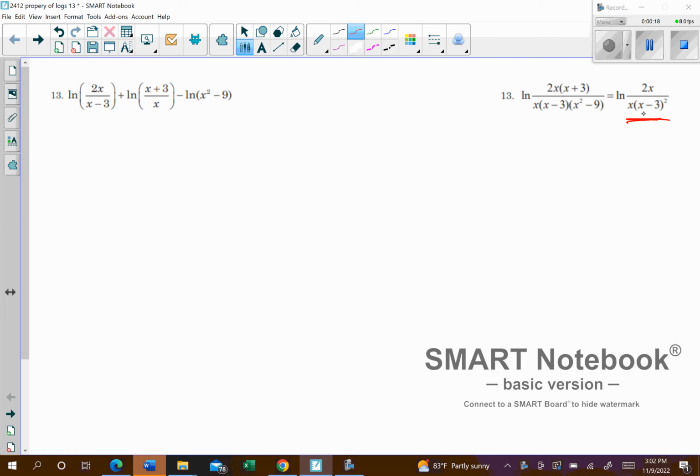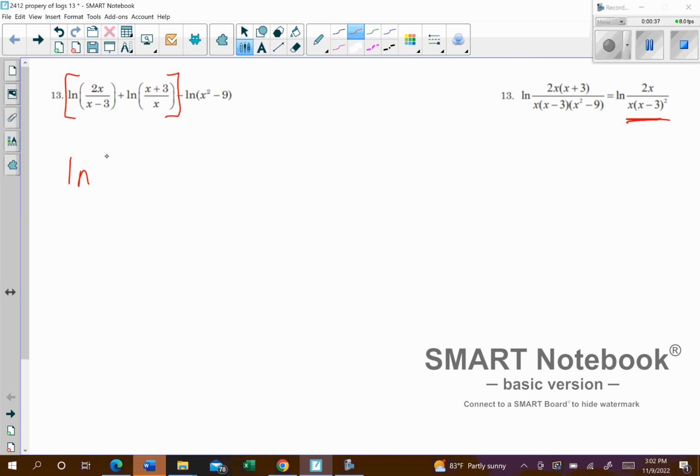So let's just start with the first two right here. I'm going to focus on these two, and we're going to use the product rule. What that is: if you're adding two natural logs, as long as they're the same base, so natural log is base e, you go ahead and multiply the parts together. And so that's what we're going to do here.